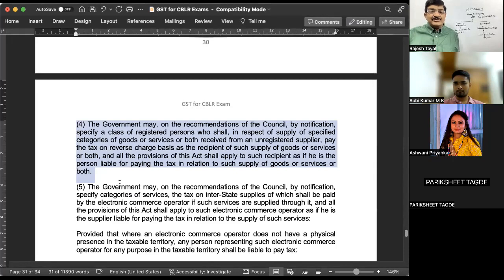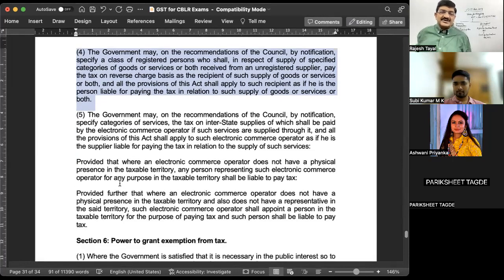Same as subsection 5 also. So the government may, on the recommendation of the council by notification, specify category of services, the goods on the interstate supply which shall be paid by the electronic commerce operator, if such services are supplied through it, and all the provisions of this Act shall apply to such electronic commerce operator as if he is the supplier liable for paying the tax in relation to supply of this.